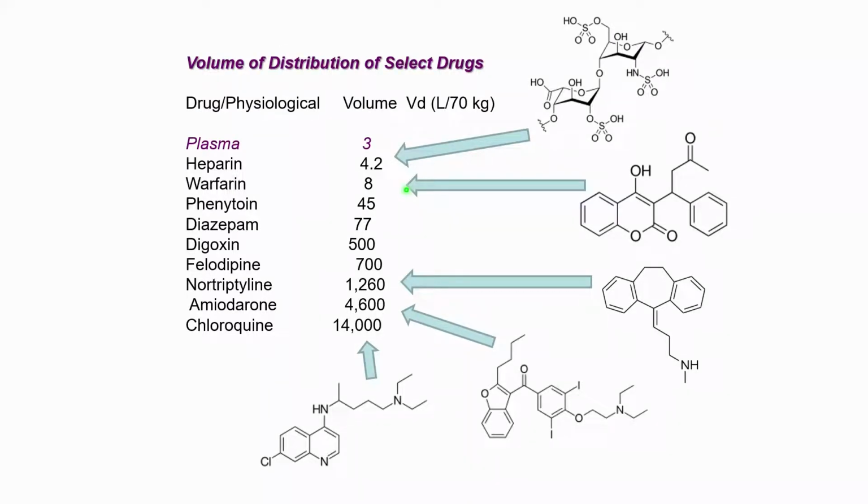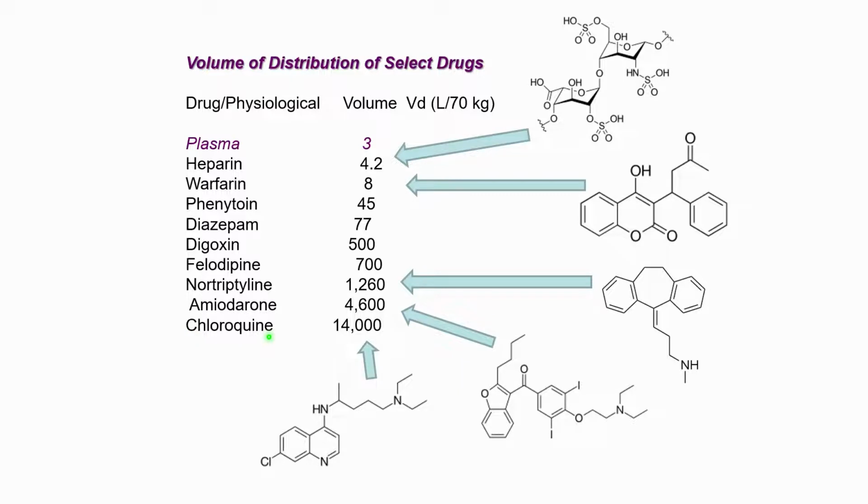Several more distribution volumes. Heparin, a fantastically well soluble drug, will have a relatively small distribution volume of 4. Warfarin, again a very common compound, will have 8. Now, the tricyclic nortriptyline will have 1200. An iodine containing compound is very hydrophobic, will stay mainly in fat tissue, will have 4600.